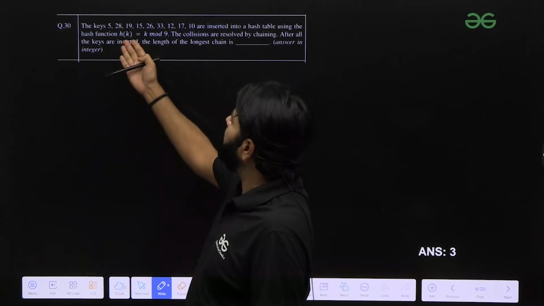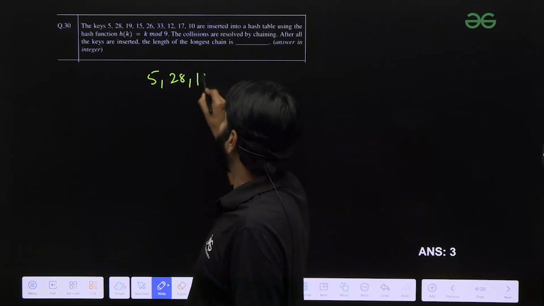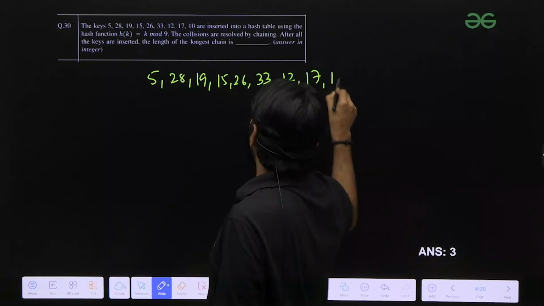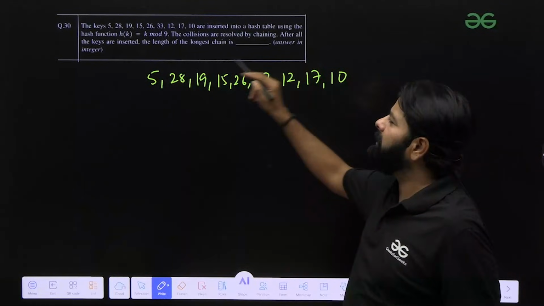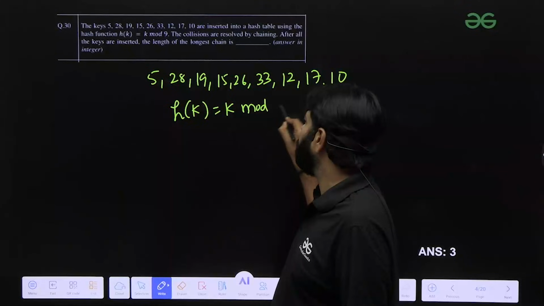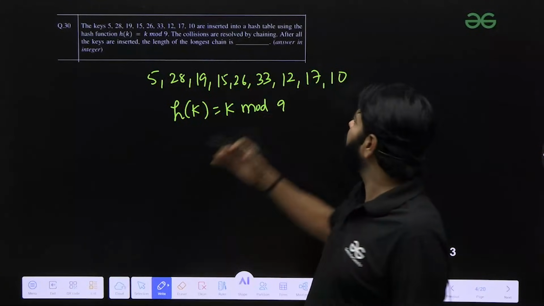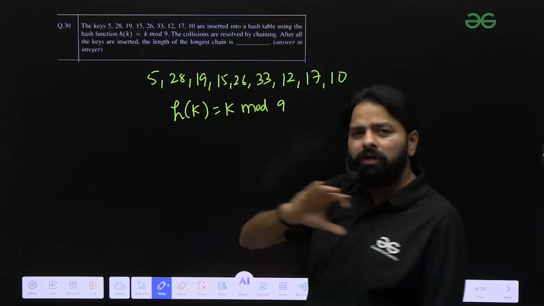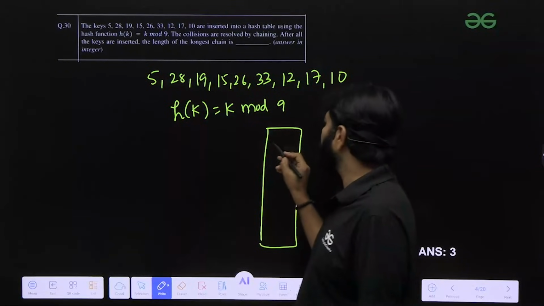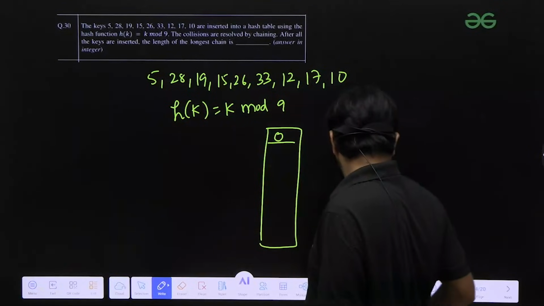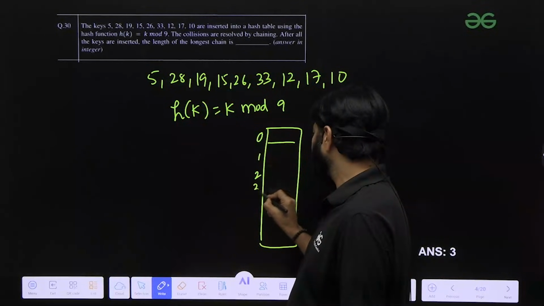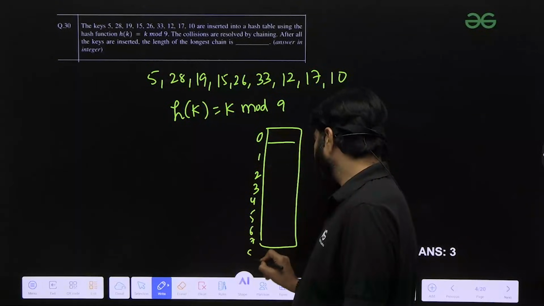Now we have a set of keys: 5, 28, 19, 15, 26, 33, 12, 17, 10. These are inserted into a hash table using the hash function h(k) = k mod 9. The collisions are resolved by the chaining method. After all the keys are inserted, you need to find the length of the longest chain. Mod 9 means indices 0 to 8, correct? So let's take the indices 0, 1, 2, 3, 4, 5, 6, 7, 8.